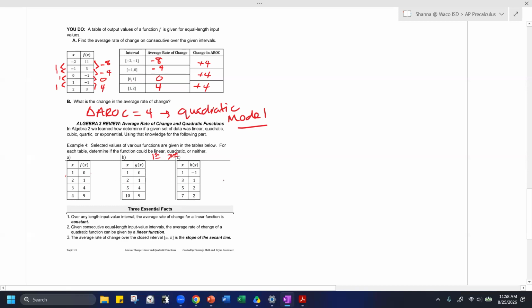And if it's equal to 0, then great. If the change in your average rate of change is equal to 0, then it's linear. If the change is constant, then it's quadratic. So we don't have to worry about first and second difference anymore. We're going to just strictly focus on how your average rate of change is going, okay? So on these problems, that's what you should have done. You're going to go through and sort from there, okay?